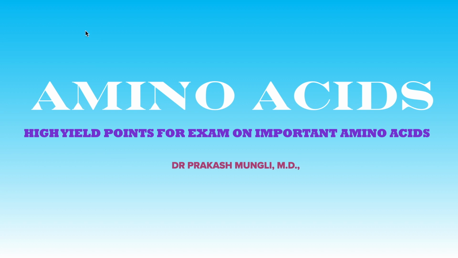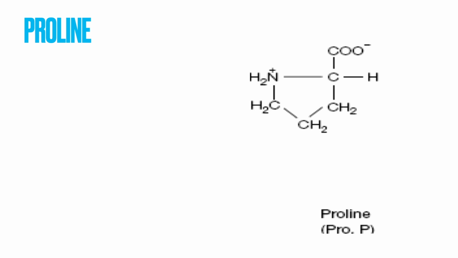So, the amino acids with high yield points for exams. I have selected a few important amino acids here. Our very first amino acid is proline. As you can see, it has an alpha carbon, a primary carboxyl group, and its amino group, which is attached to the alpha carbon, is making a linkage with the side chain of proline. The side chain of proline is CH2, CH2, CH2, and that links to the amino group, making a 5-membered rigid ring here.